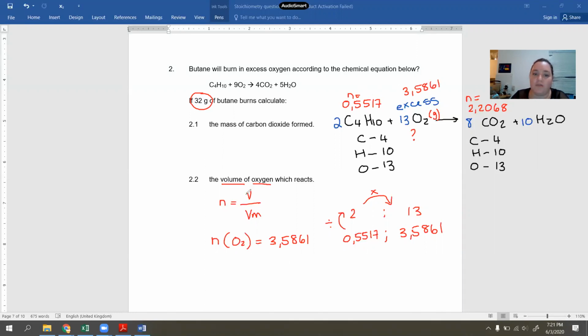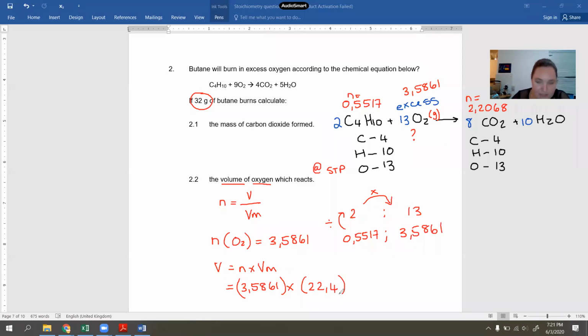So to work out the volume, I can say that the volume is equal to the number of moles multiplied by the molar volume, which is going to be 3.5861. The molar volume here, we have to put in an assumption that it is at STP. If it isn't, you may be given a different value. So here we're going to times it by 22.4.